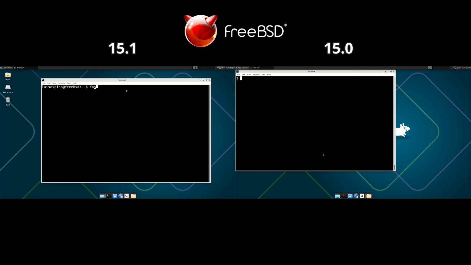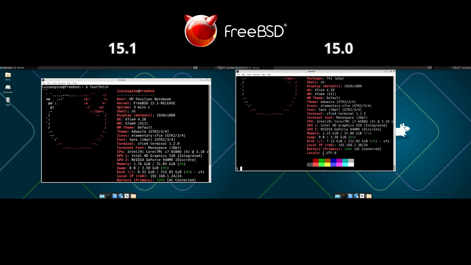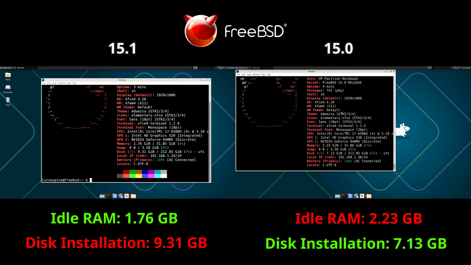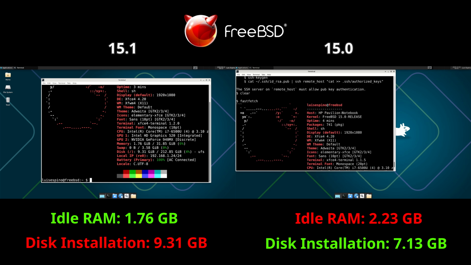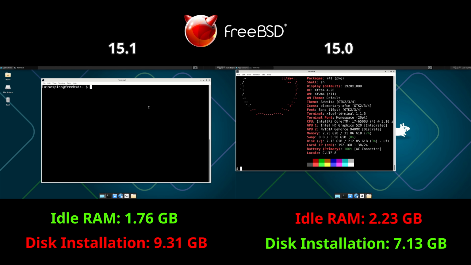Version 15.1 is out. Stay tuned for test results to see if the upgrade is worth it, comparing both systems directly. We start by checking idle memory and install size. Remarkably, the new version shows a lower and optimized memory usage.